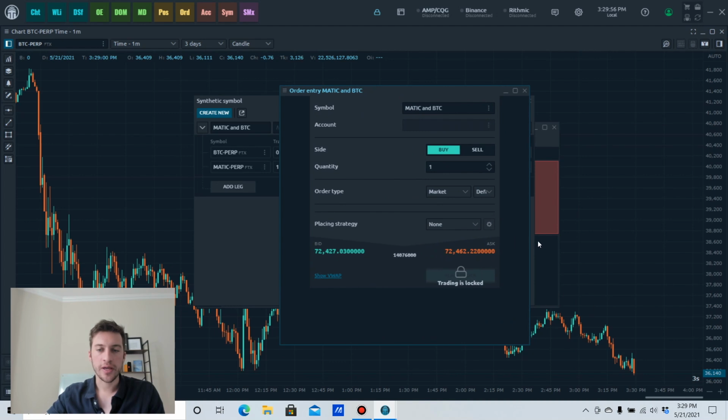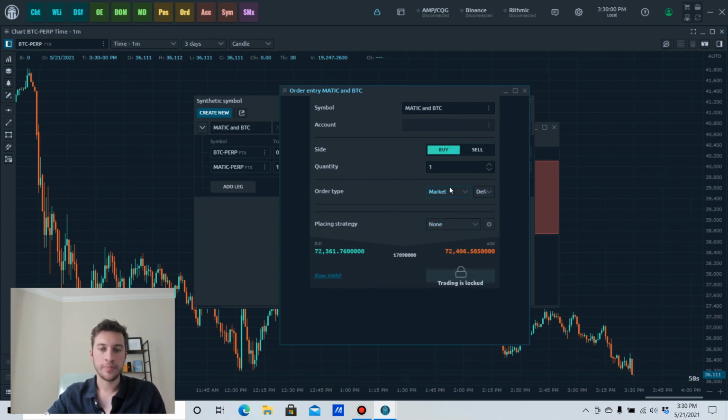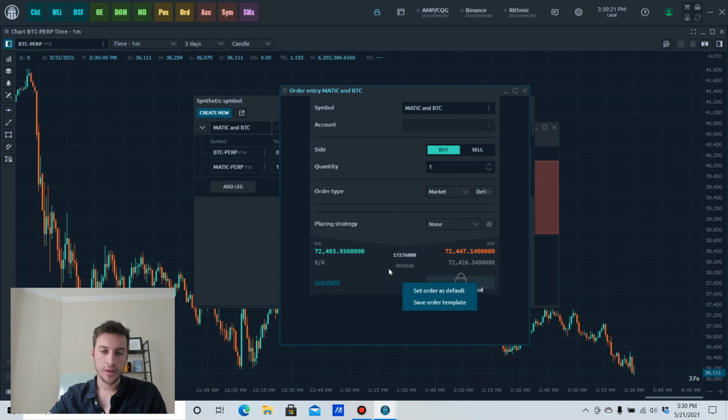I can make a trade that buys both of them, to my knowledge. So if I was to click buy, I think it would buy 26,000 Matic and it would buy 1 BTC. So instead of trading a single asset, you can act a little bit more advanced here, act more like a fund manager. And look at all that. Time split, if you don't want to buy them at the same time, show VWAP, and we can see the VWAP of this combined portfolio.